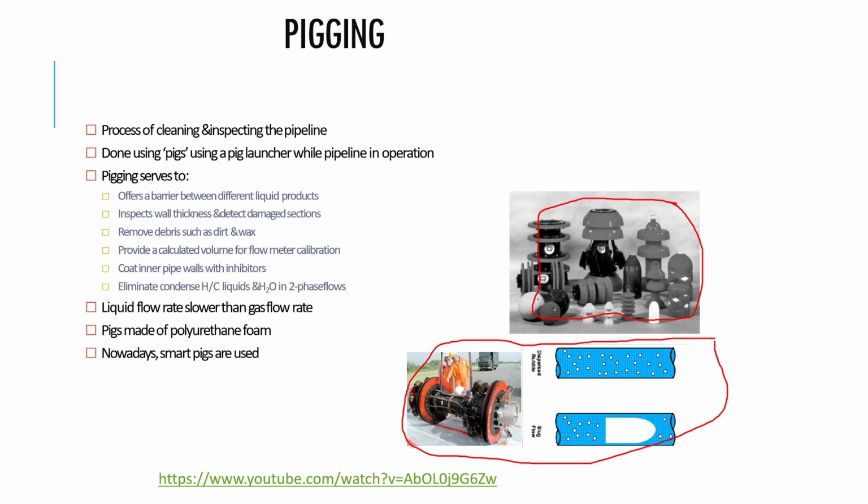It can also be used to coat the inner side, or the internal surface, of the pipe with certain chemicals such as inhibitors, for example. And it can also be used to separate different phases, for example the liquid from the gas, or different liquid products if you have them.